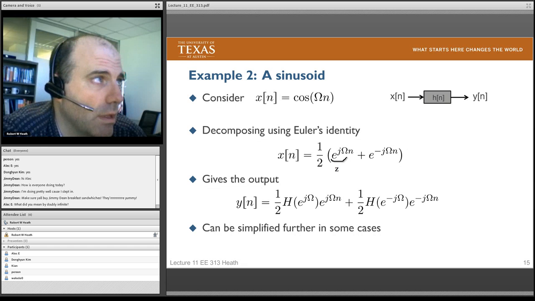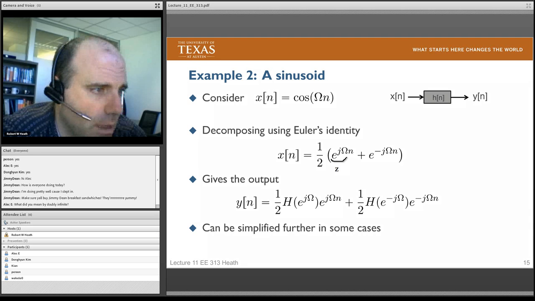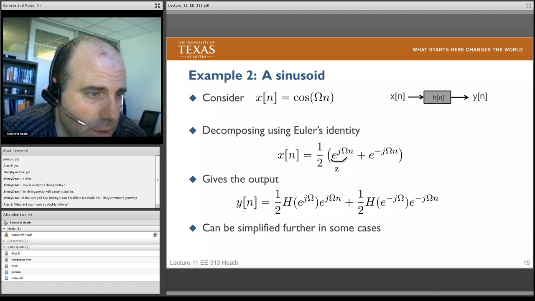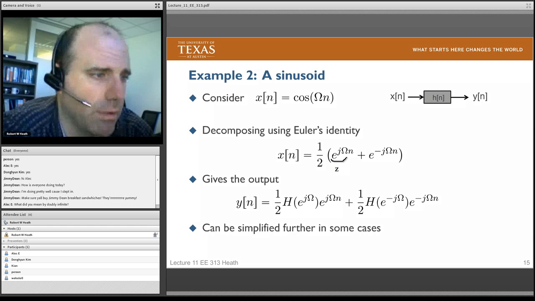And so then we can plug that in our system response, and then the output is simply 1/2 H of e to the j omega times e to the j omega n plus 1/2 H of e to the minus j omega times e to the minus j omega n. And sometimes you can simplify this even further. That we'll see actually a bit later in the course here.